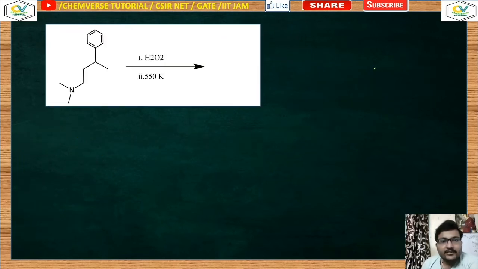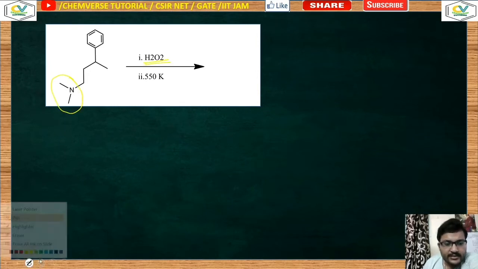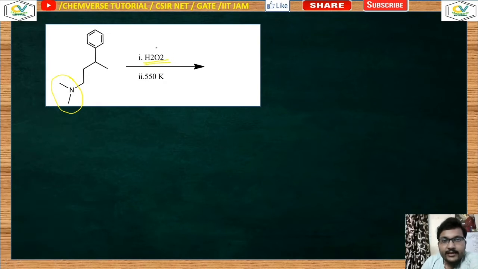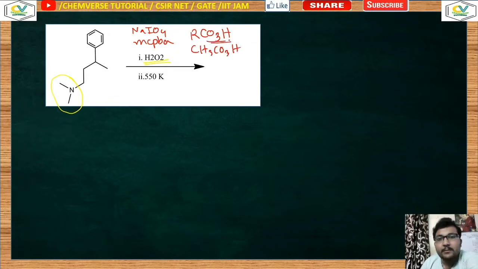Okay, let's move on to this question. Now look at this. This is an amine center, and this is hydrogen peroxide. Now one thing is very important, that instead of hydrogen peroxide, you can use NaIO4, sodium periodate. You can use MCPBA, that means metachloroperbenzoic acid, or a similar kind of RCO3H. It could be CH3CO3H or CF3CO3H, whatever. CO3H means this is nothing but a peracid. It has a structure like this, RCOOOH. So the peroxo bond is present.